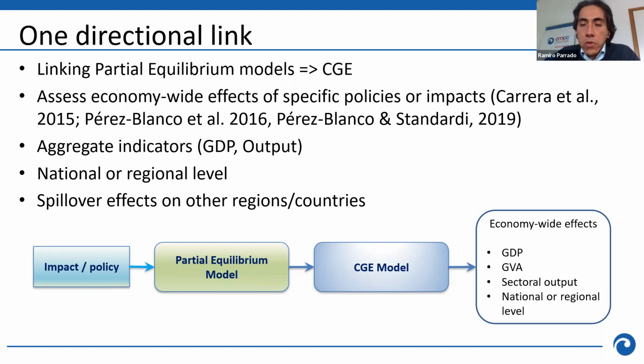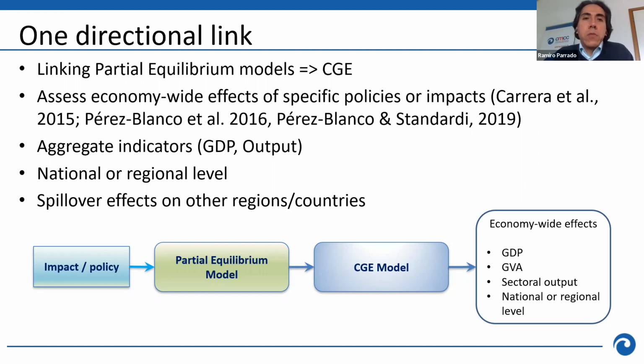And then we can produce some aggregate indicators such as GDP, output, gross value added, or sectoral output at the national or regional level. So this kind of analysis is useful to show not only what is happening at the national or regional level, but also to identify some spillover effects to other regions, countries, or even sectors within the same economy. But this is only a one-directional link.